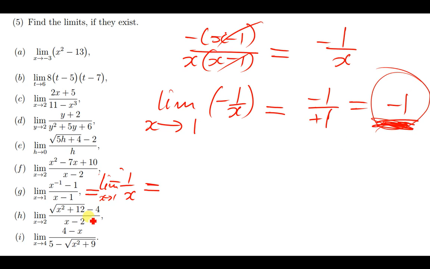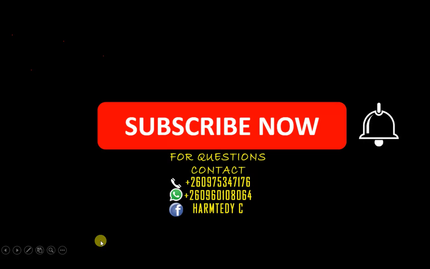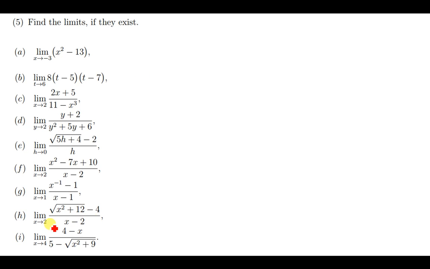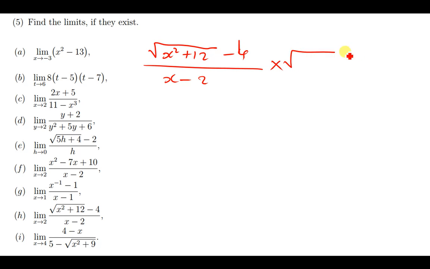Then let's move on to this one now. Let me solve this one and that one, then we move on to the next question. Alright, so we have this one here. So I said we find the conjugate of the numerator, then multiply it on both the numerator and the denominator. So let me first simplify this, and then I'll come and introduce the limit at the end. So I'm going to have the square root of x squared plus 12 minus 4, everything divided by x minus 2. Then we multiply everything by the conjugate of the numerator.